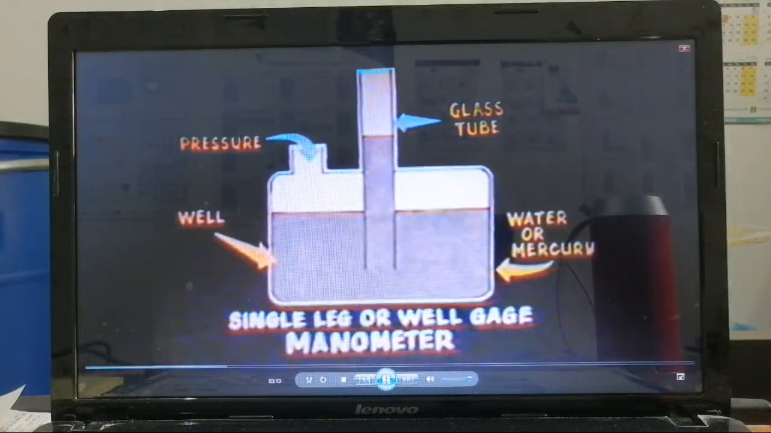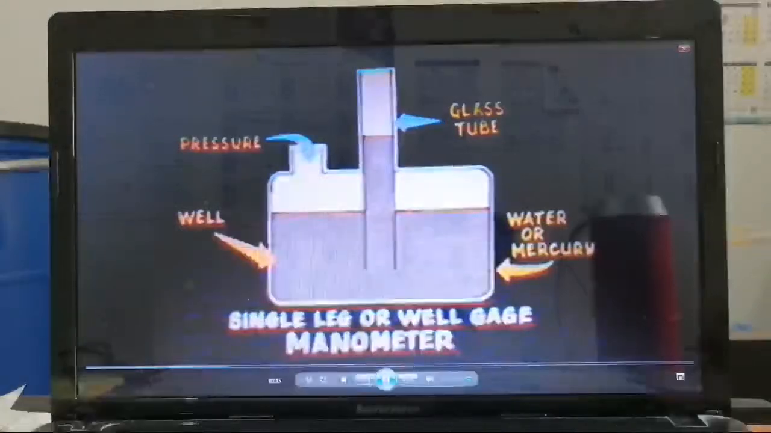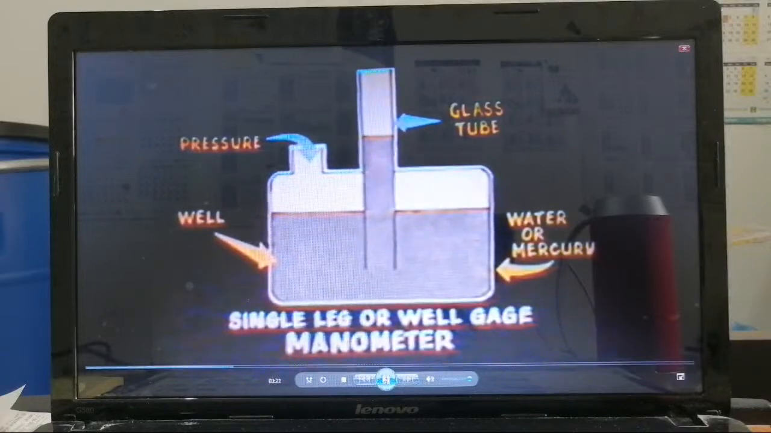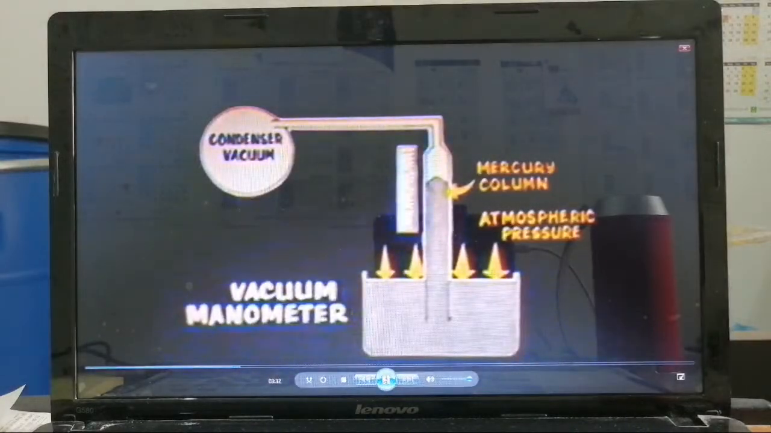A manometer is like the barometer tube, except it measures air or gas pressures. The tube is open to atmospheric pressure, and any rise in the column must be caused by pressure acting on the well surface. This type of instrument is called a single leg or a well gauge manometer. We reverse this to make a vacuum manometer, also measured in inches of mercury, usually. As less and less pressure is exerted on the top of the column, the atmospheric pressure on the well forces the mercury up the tube.